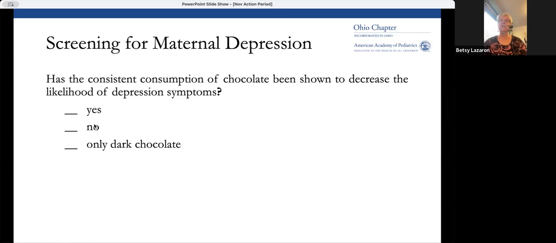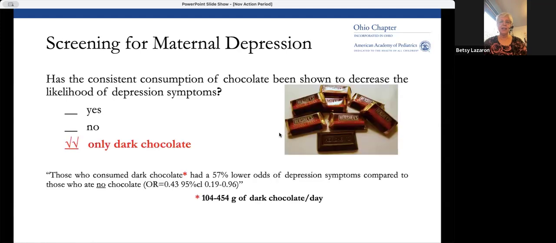Yes, no, or only dark chocolate is the question. And the answer to this, no surprise, is only dark chocolate really helps if you're depressed.